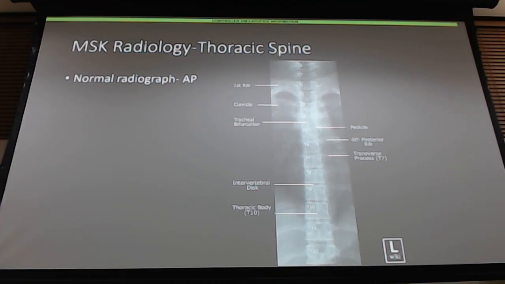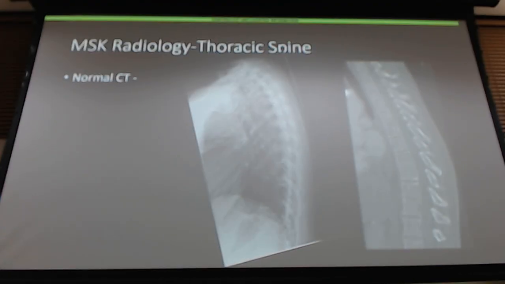Spinous processes, down the middle, that yellow line that we drew earlier. I know that was confusing, sorry. But you will agree that the lines all line up. So this is a normal CT scan on the right, not the left, right?